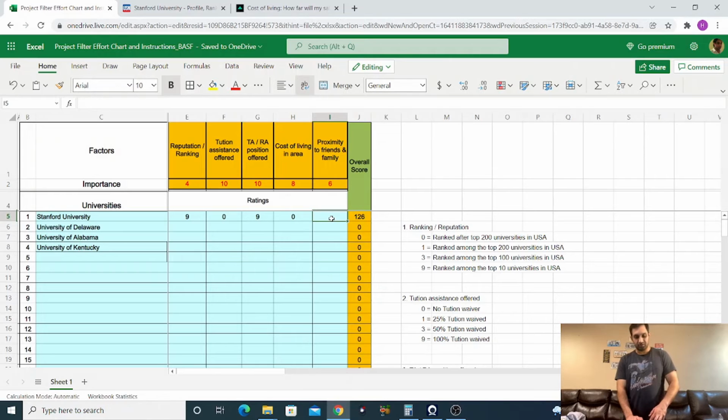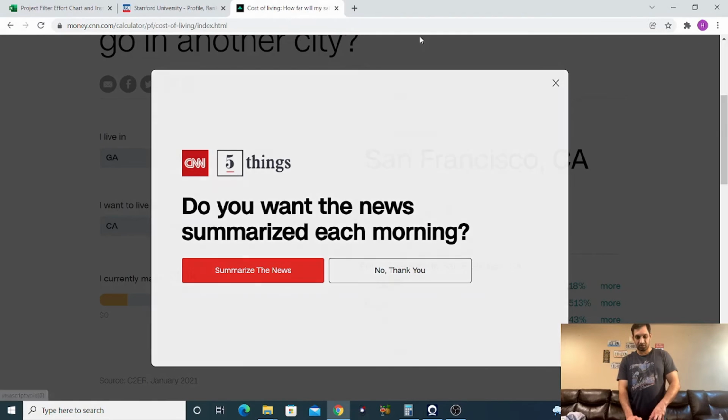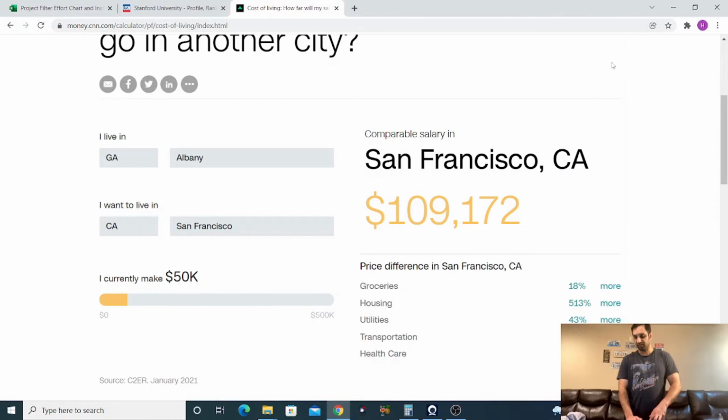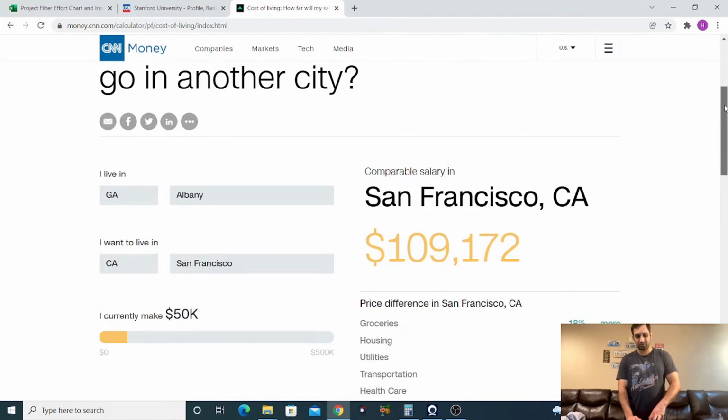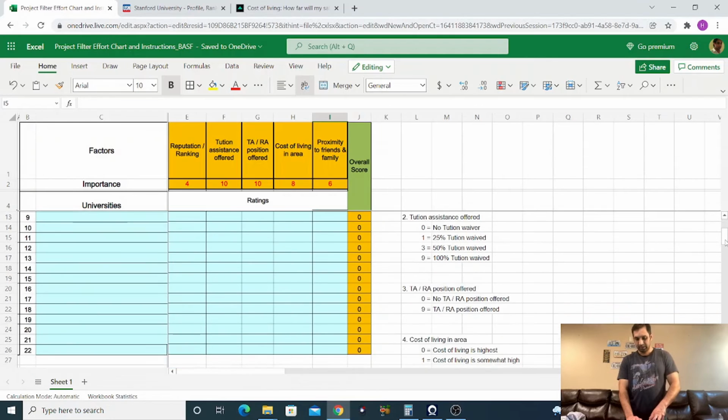And you can use a different tool if you want. I've had good experience with this CNN one, and I've used it over the years, and it's pretty accurate. So I generally just go to that one directly. And proximity to friends and family. Let's assume you don't have any friends and family. You have friends and family.